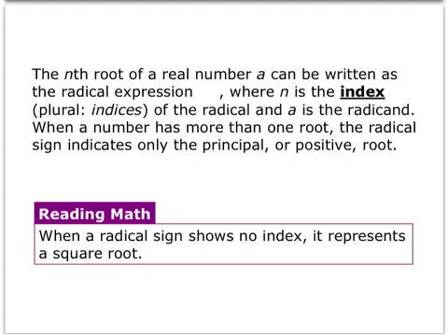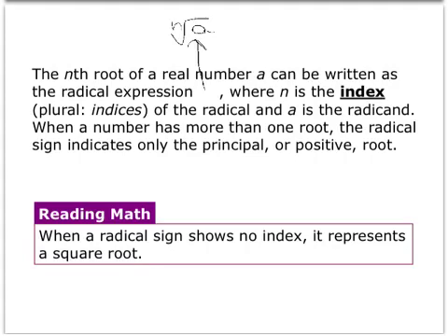So the nth root of a real number a can be written as the radical expression, nth root of a, just like the arrow shows, where n is the index, plural indices, of the radical, and a is the radicand. So just try to remember n is the index, a is the radicand. When a number has more than one root, the radical sign indicates only the principal or positive root.